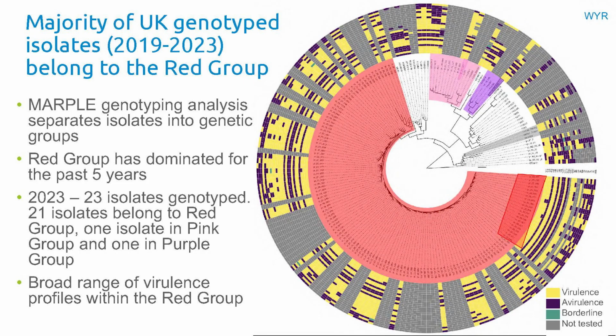And this really does mirror what our European colleagues are seeing. They're also seeing that the red group dominates the population over in Europe, with just some of the isolates falling into the pink group. And it just really shows how diverse the red group is, because it has this massive, great big section of isolates, all with slightly different virulence profiles. It's a very diverse group.